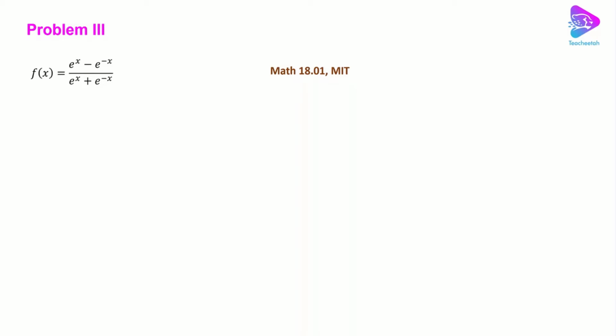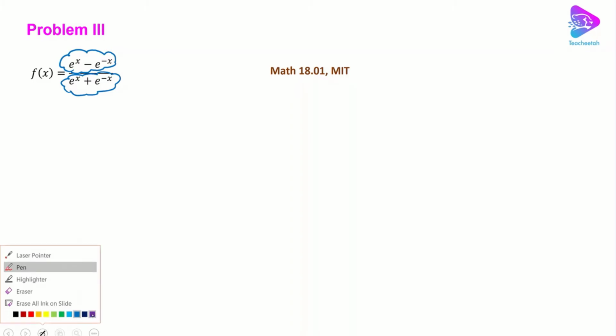So this is from Math 18.01 from MIT, and it was a midterm problem. Let's look how we can solve it. Basically, we have a top function in here, which is e to the power of x minus e to the power of minus x, and we have a bottom function, as you can see here, and again e to the power of x plus, this time plus e to the power of minus x. And what we have to do for this problem is we have to use the quotient rule.